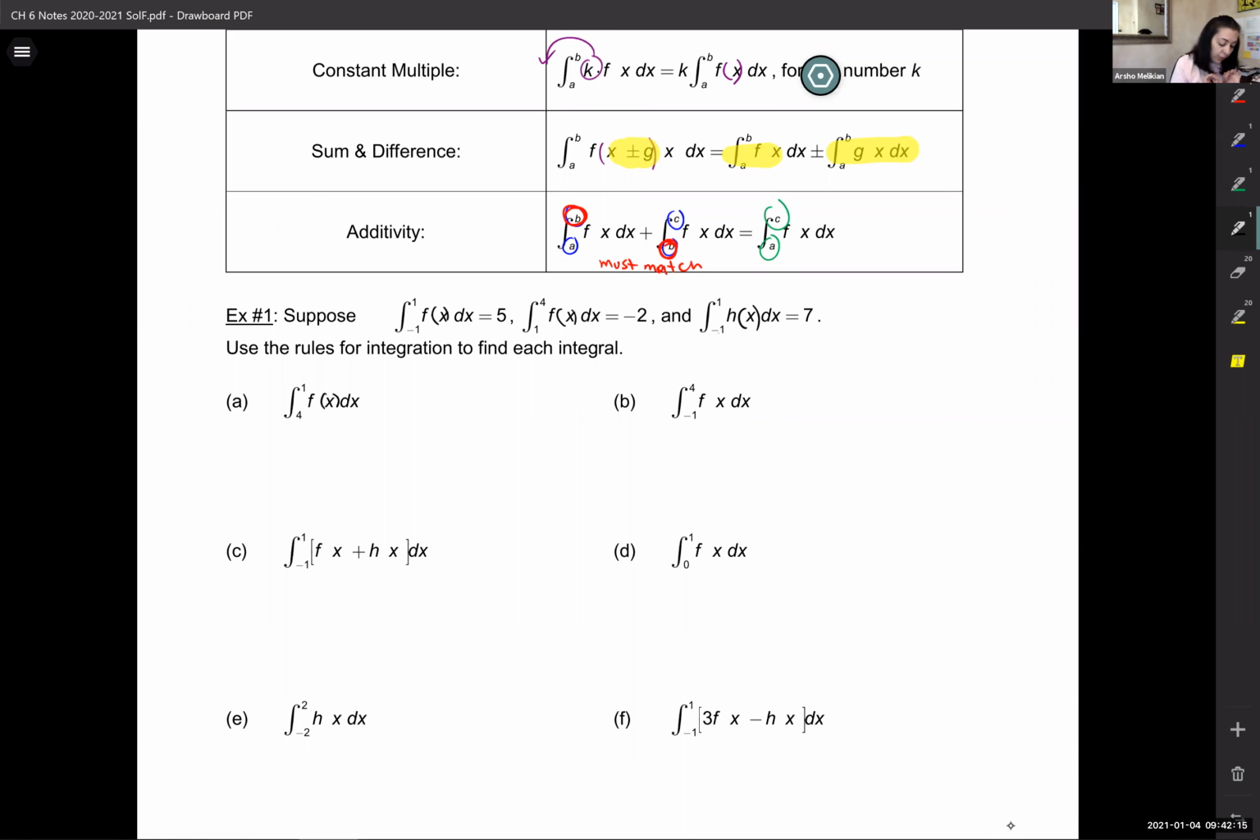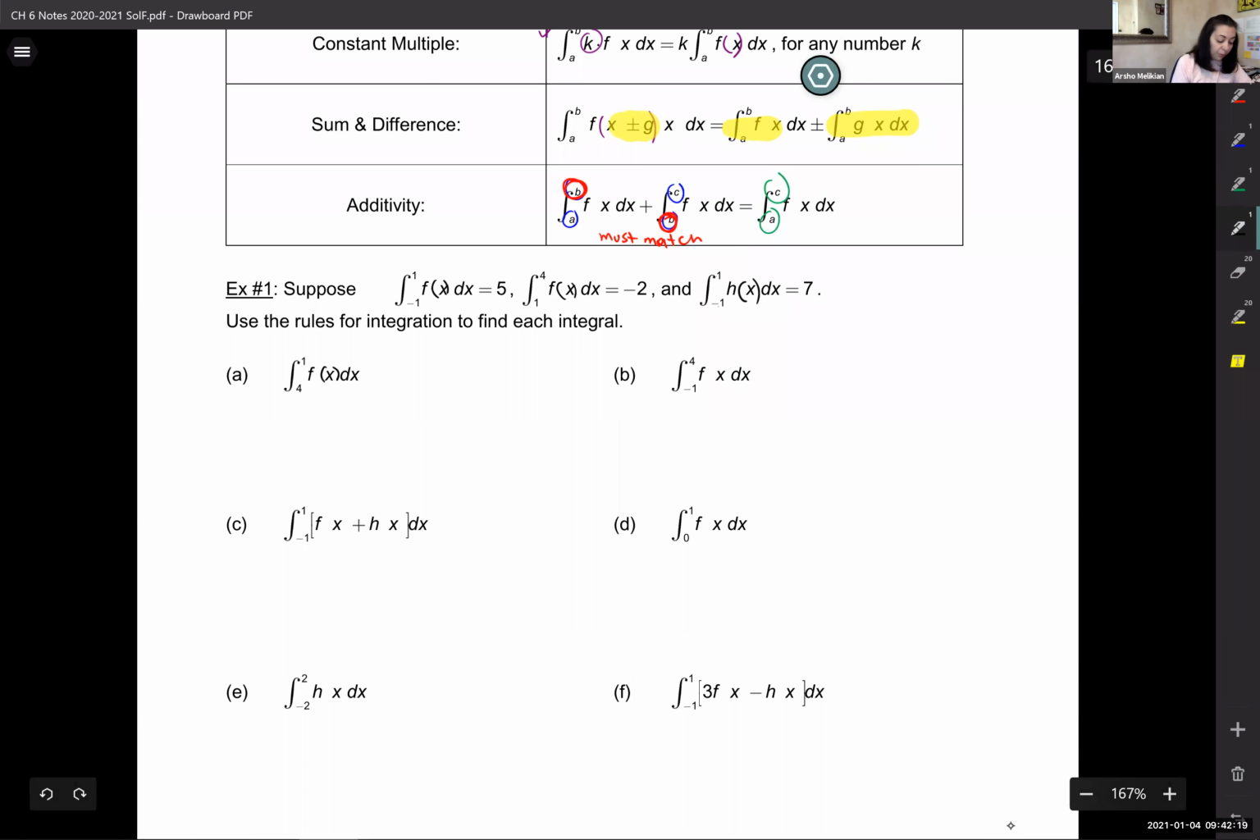So what I want to do now is look at this first one. What is the integral from 4 to 1 of f of x dx? Well, that's just the negative of the integral from 1 to 4. So you say that's the negative of the integral from 1 to 4 of f of x dx, and that's 2. Do you have to show work? Yes, you do, and that's the work you show, what I have over there.